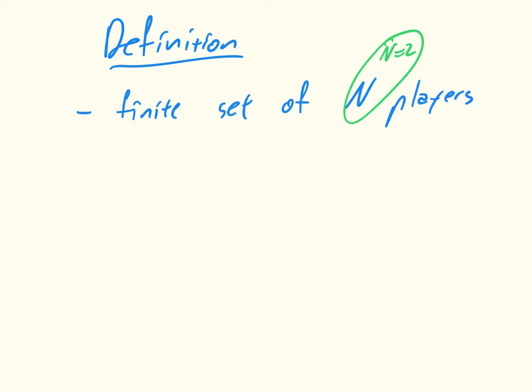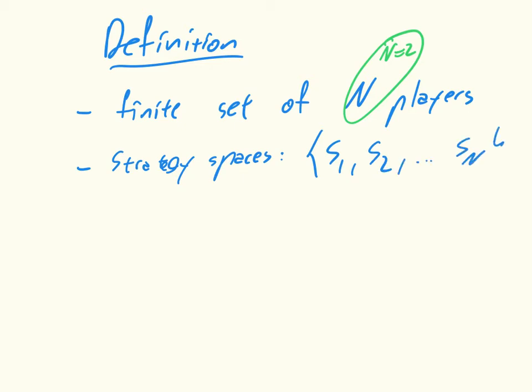A set of strategy spaces for each player. So for every one of our players, we need a set of strategies. So that's the set of strategies for player 1, that's the set of strategies for player 2, all the way up to Sn. So in our case, we'll have 2 sets of strategies. So going back to Alice and Bob, S1 and S2 were the same thing. They were both the sets of both movies.